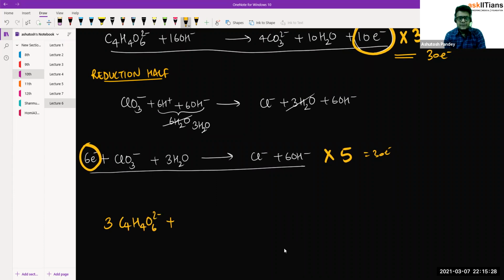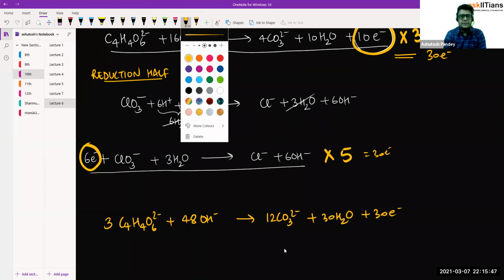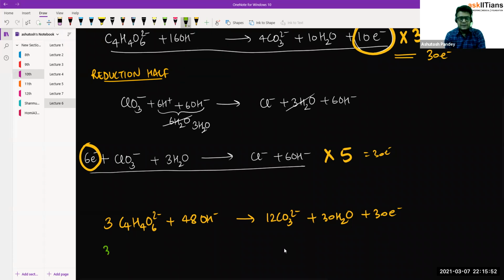3 C4H4O6 2- plus 48 OH-. This will give us 12 CO3 2- plus 30 H2O plus 30 electrons. And similarly for the other reaction, we'll get 30 electrons plus 5 ClO3- plus 15 H2O, and it will give us 5 Cl- plus 30 OH-.